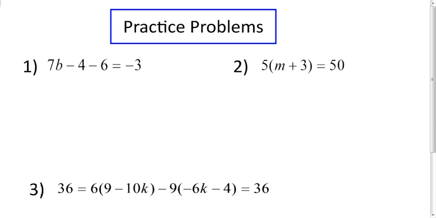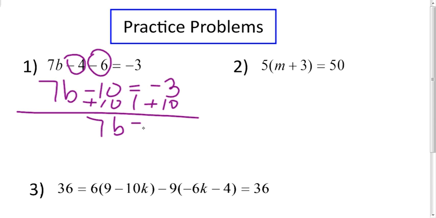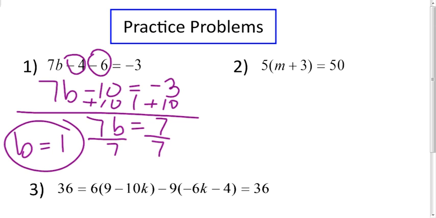So in this first example, I want to first combine my like terms here. Negative 4 and negative 6. I get 7b minus 10 equals negative 3. I want to zero out the constant on the variable side. So if it's a negative 10, I want to add 10. And add 10 here. I get 7b equals 7. Divide both sides by the coefficient. 7 over 7 is 1, so b is equal to 1.